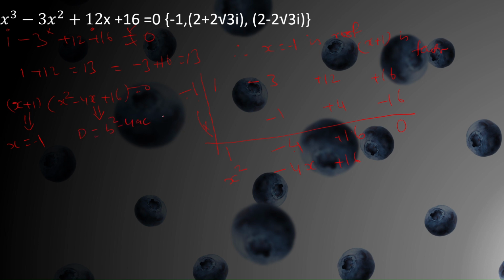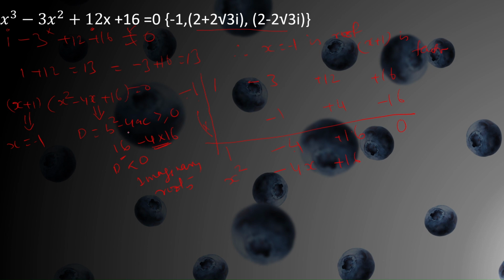How can I say? Check the D. D is equal to b square minus 4ac. This should be greater than or equal to 0. 16 minus 4 into 16. So obviously this negative number is smaller than this. So D will be less than 0. It means imaginary roots. It will give imaginary roots. And I have written also, these will be the imaginary roots.